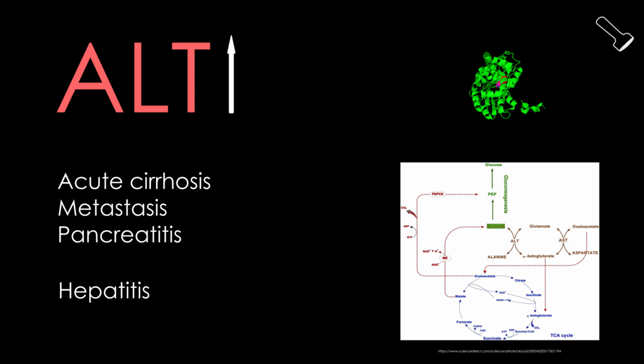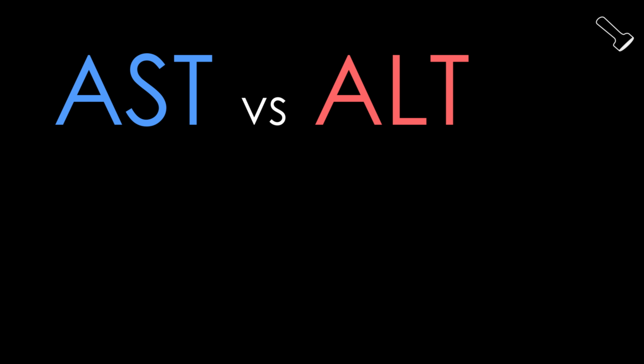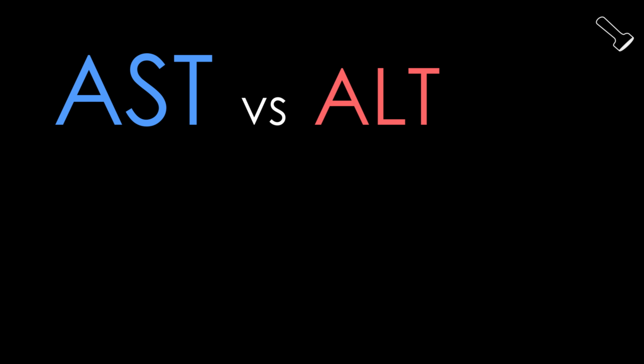ALT values are usually used to assess a person who already has jaundice, because a neat differential that you can do is, if jaundice is present without an increase in ALT, then the cause of jaundice is likely to be hemolytic. ALT is commonly used in conjunction with AST to differentiate disease types.